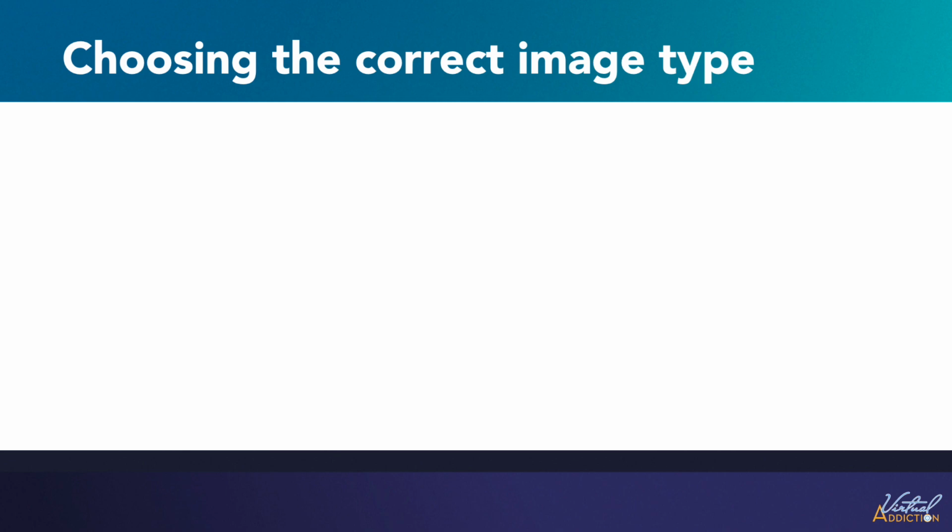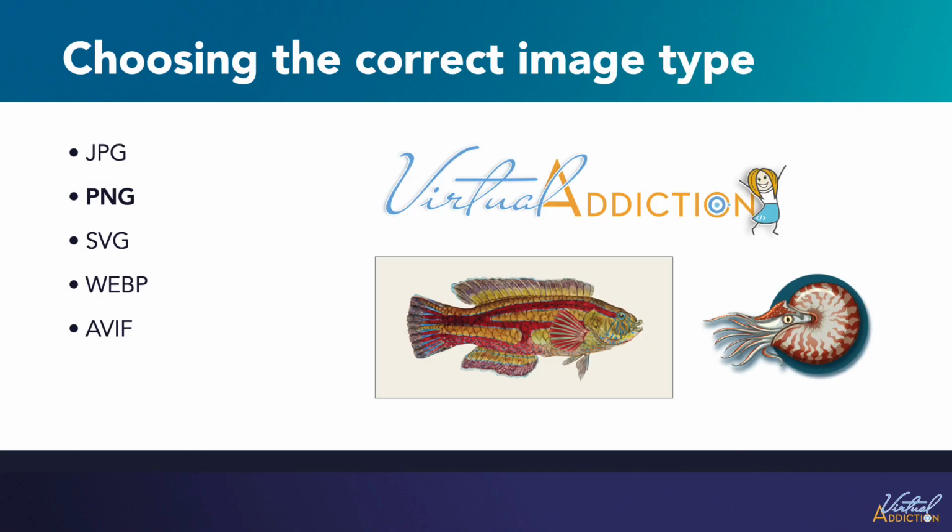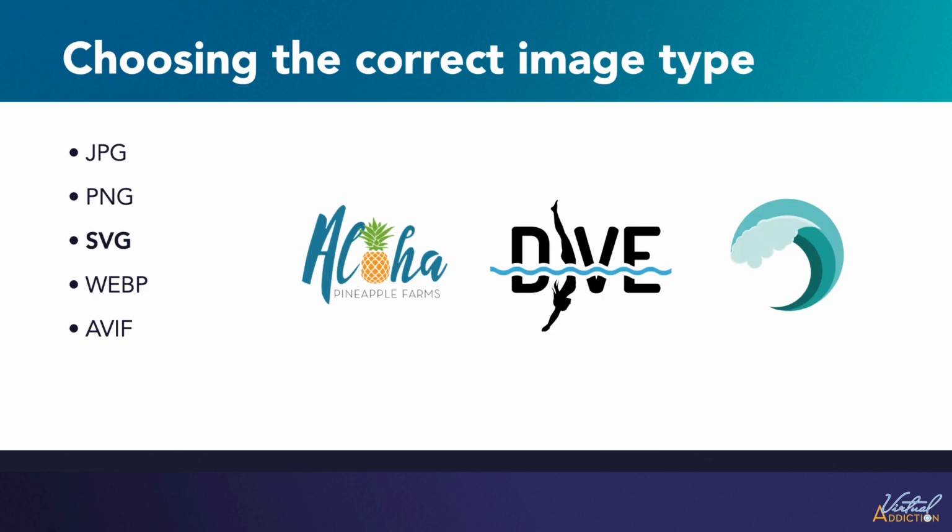WordPress lets you upload images in several formats. Images are usually saved as JPEG, PNG, SVG, WebP, or AVIF. JPEG is typically used for photographs and images of people and objects. PNG is suitable for graphics, illustrations, and images with transparency. SVG is great for logos or simple line art. SVG stands for Scalable Vector Graphics, and it is a resolution-independent format.